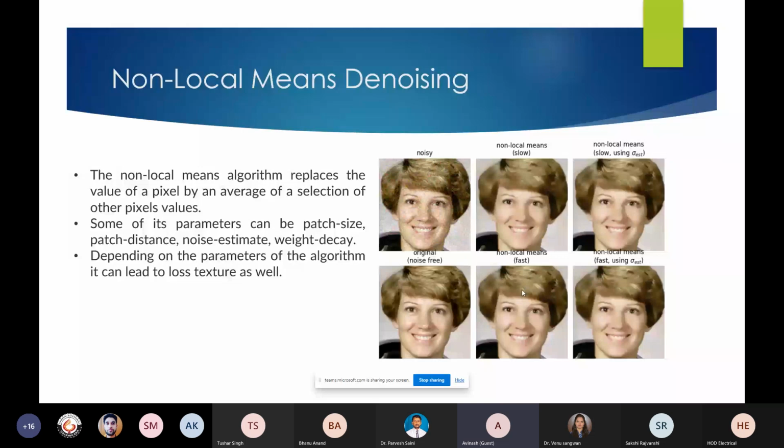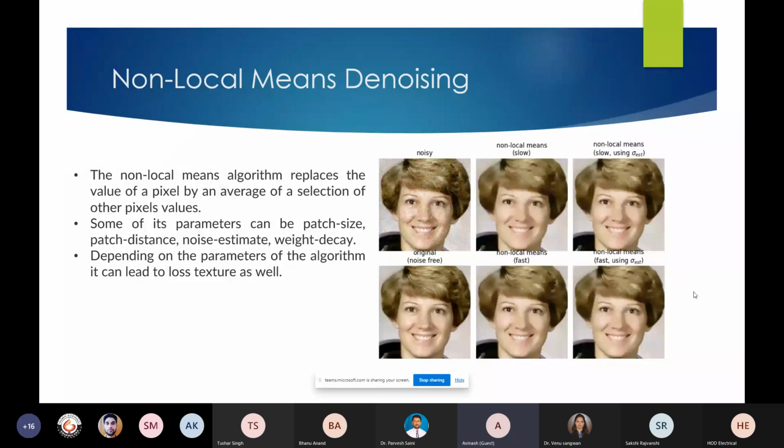You can see it got rid of some of the texture here as well, compared to this. This has a lot less noise and slightly more texture as well. And then you can do some sort of blending. There are some complex algorithms where you can do some blending with different weight decay parameters and all that.